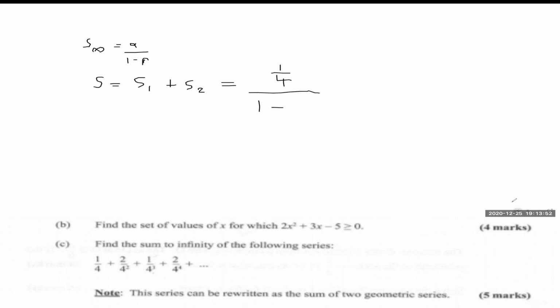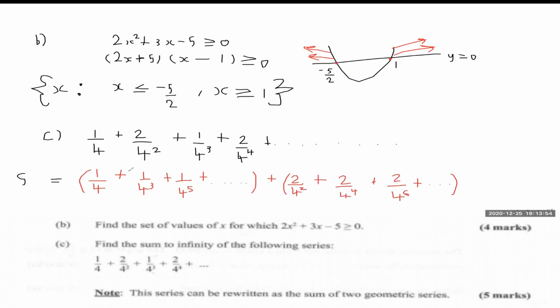And what's the common ratio for this portion? It is 1 over 4 cubed divided by 1 over 4. So let's work out what r is. r is equal to the second term divided by the first term, which is really 1 over 4 cubed multiplied by 4, because dividing by a quarter is multiplying by 4. So that's 1 over 4 squared. That's r.